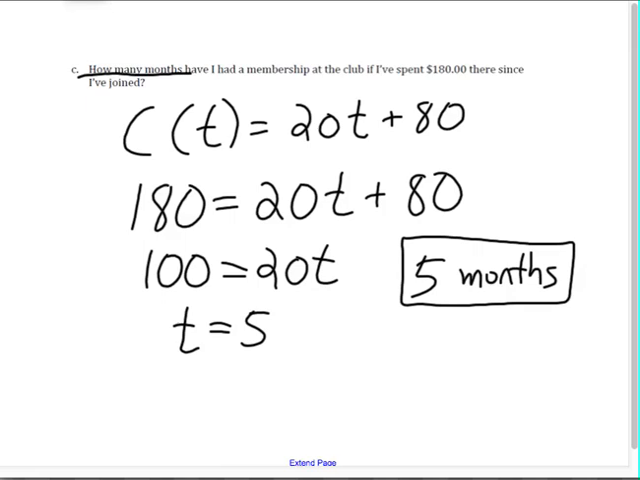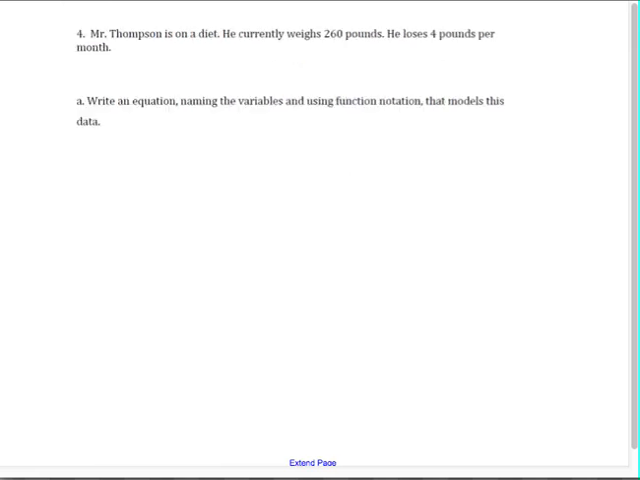Okay, perfect. Last question. Mr. Thompson is on a diet. He currently weighs 260 pounds. He loses 4 pounds per month. Write an equation, naming the variables and using function notation that models this data. So this is another one where we're given the initial value and the slope. We need to decide what are the variables. Hardest part of this, by far.